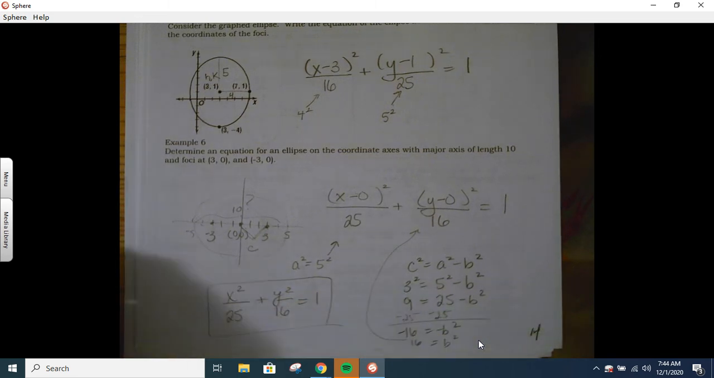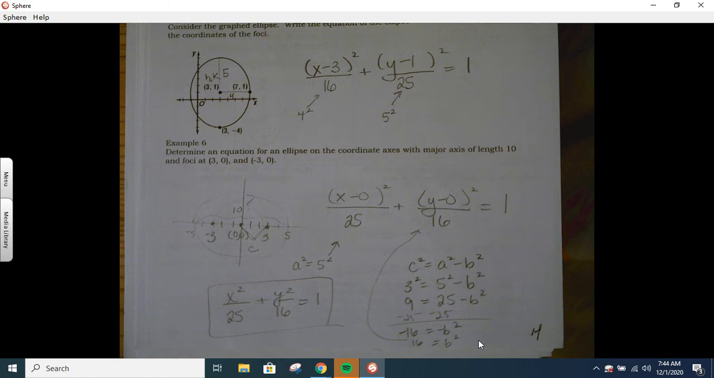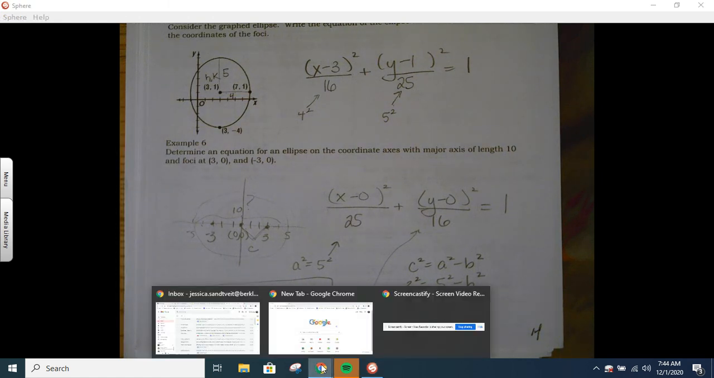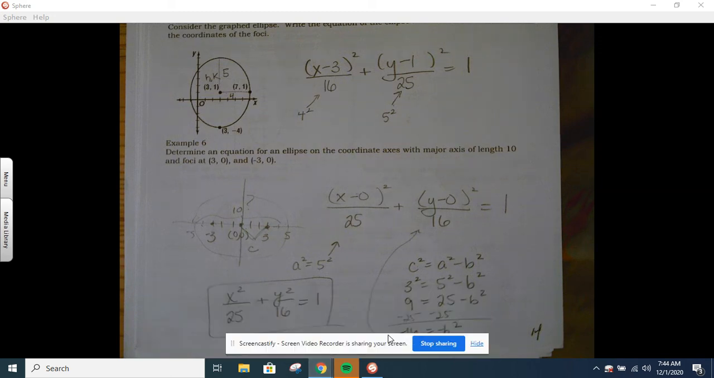But I think for those, it's really important to draw the picture. Otherwise, it's really hard to see what's going on. All right, so that takes care of ellipses.